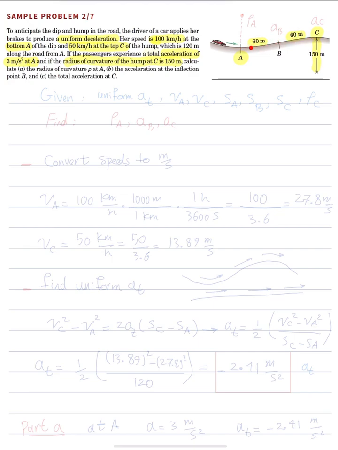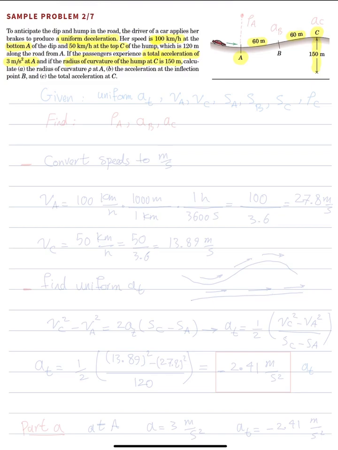And this distance is actually divided into two parts. From A to the inflection point, there's 60 meters, and from the inflection point B to C, there's another 60 meters. If we know the total acceleration, let me highlight that. So this is the total acceleration of the car at A. And if you know the radius of curvature at C, then calculate the radius of curvature rho at A.